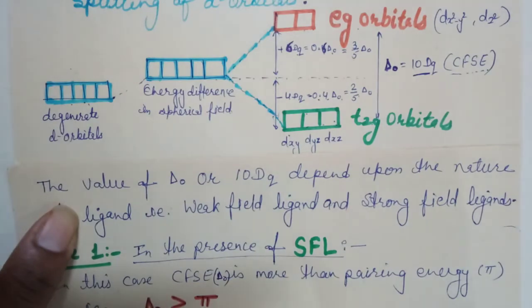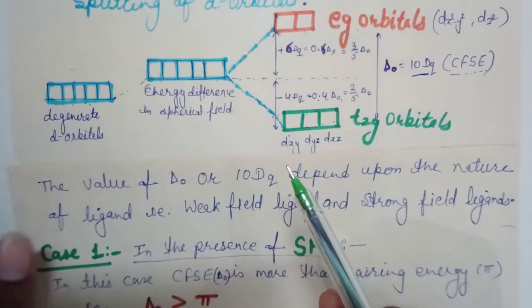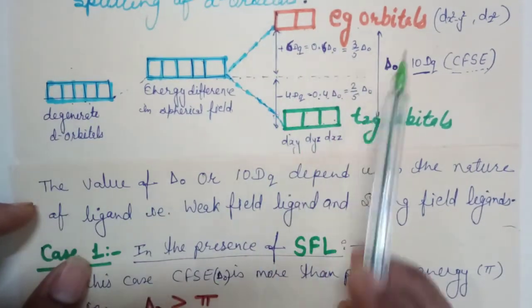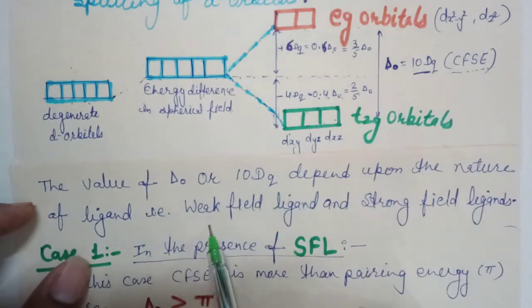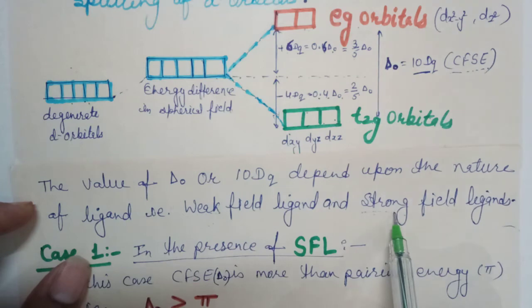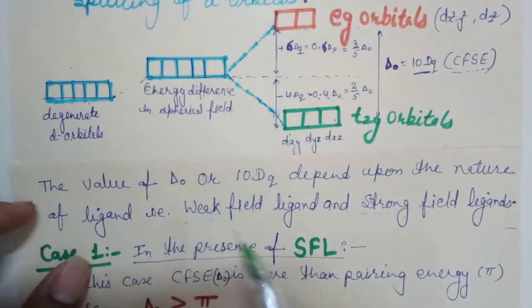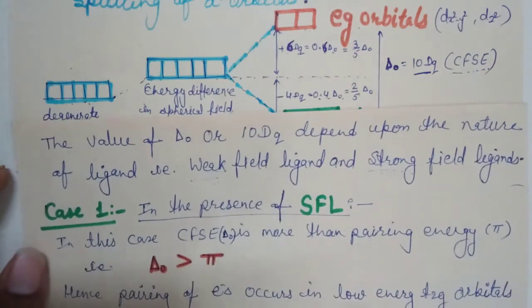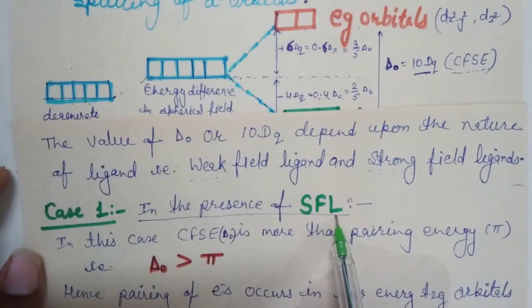As we have studied in VBT, the ligands are of two types, weak field and strong field ligands. So the value of delta O also depends upon the nature of the ligand, whether it is a weak field ligand or a strong field ligand. Here weak field and strong field ligand means: if the repulsion is more, it is a strong field ligand; if the repulsion is weak, it is a weak field ligand. Now first case 1, in the presence of strong field ligand.